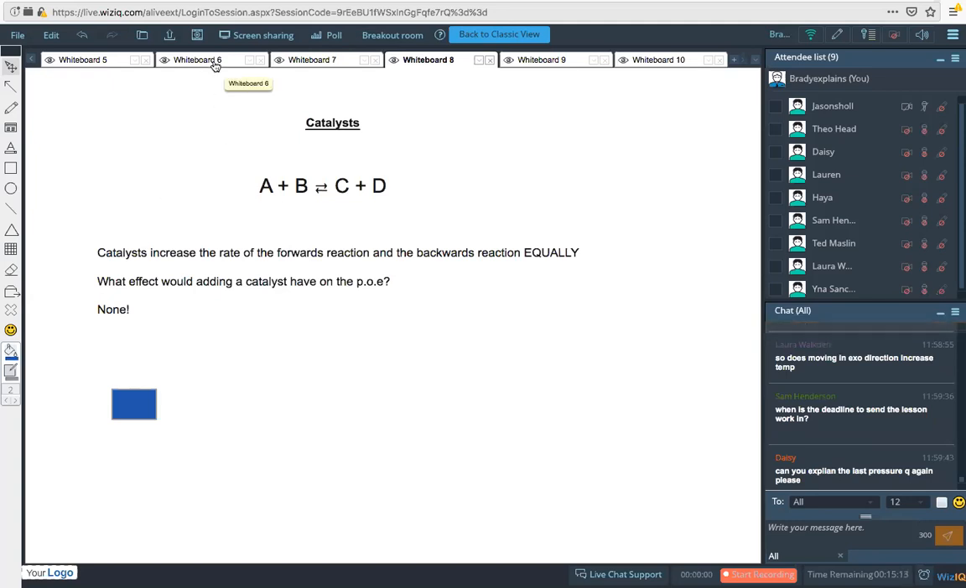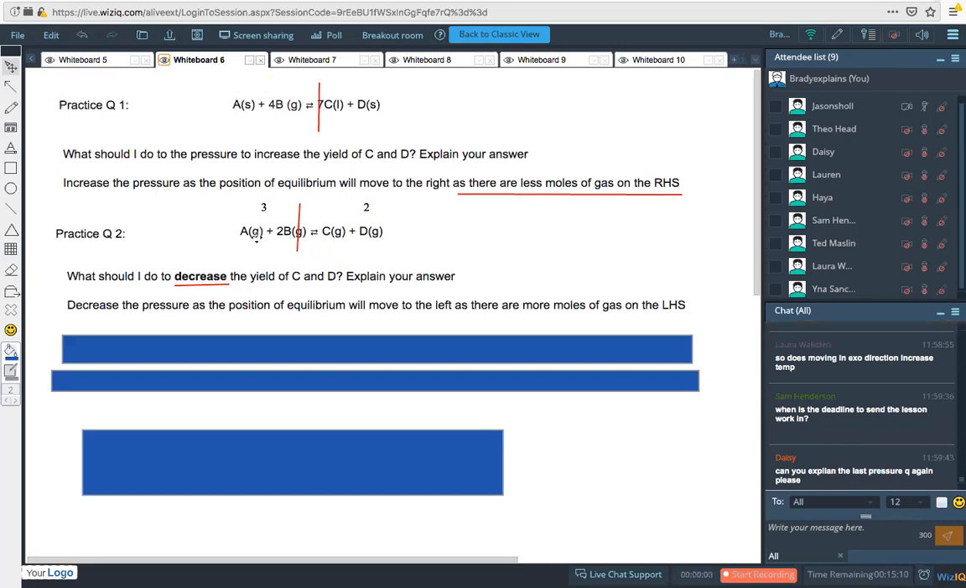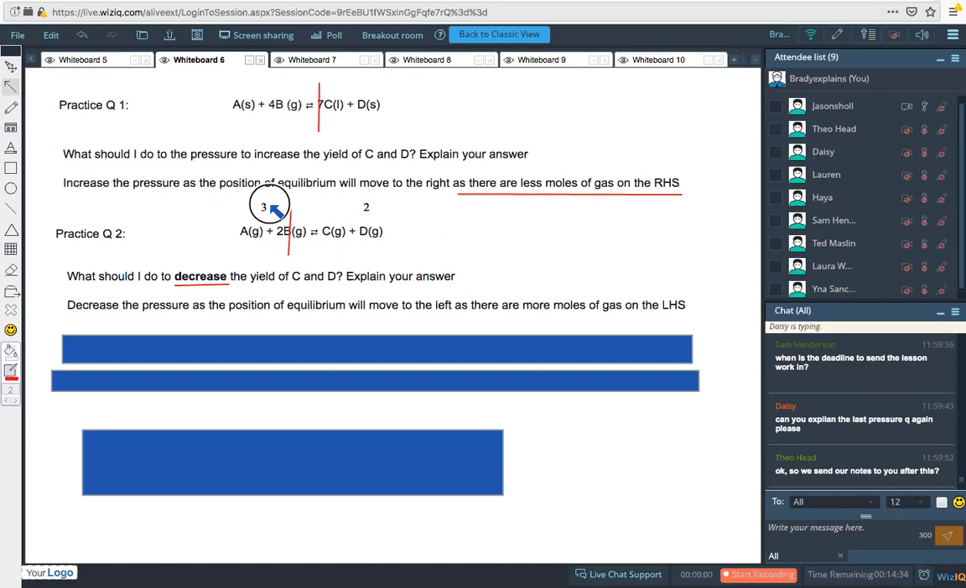Last pressure question. Yeah, so Daisy's asked to explain the last pressure question. So really quick go through this then. So we want to decrease the yield. So that means we want less C and D. So less C and D means more backwards reaction. So we're shifting the position to the left. Now, as there's more moles of gas on the left-hand side, to make the position shift to the left, we need to decrease the pressure. Because if you decrease the pressure, the position of equilibrium will try and bring the pressure back up again. And it does that by shifting to the side with more moles of gas.